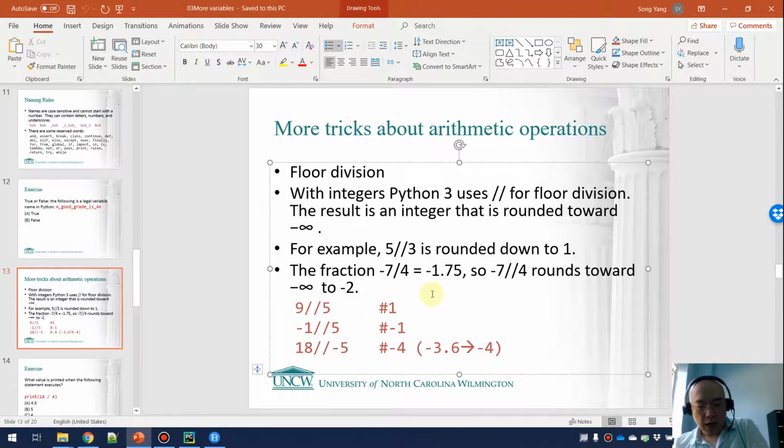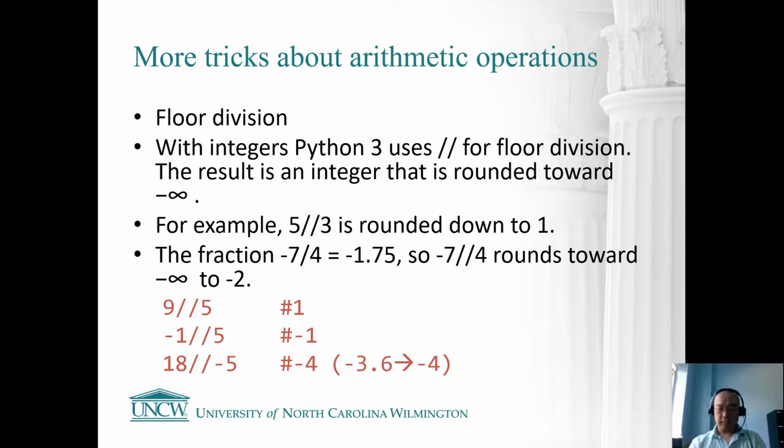Honestly, even though I love Python, this is the part I didn't quite appreciate. This is really a tricky part, and you need to remember that when you are rounding a value down to an integer, you are rounding it down toward negative infinity, okay?